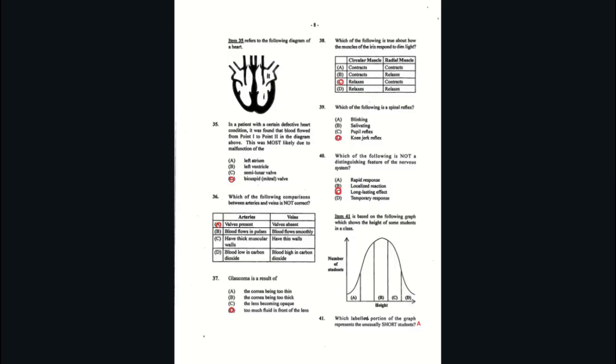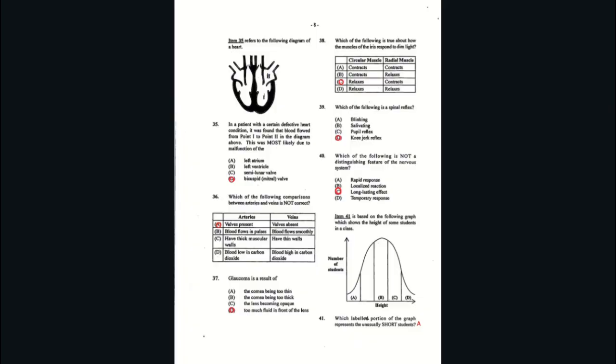So if you touch a hot pot right now and your nervous system says move your hand, it's done right there. It's not like you're just going to keep on moving your hand uncontrollably. So it doesn't have a long-lasting effect. It's very much temporary. Then number 41 says item 41 is based on the following graph, which shows the height of some students in a class.